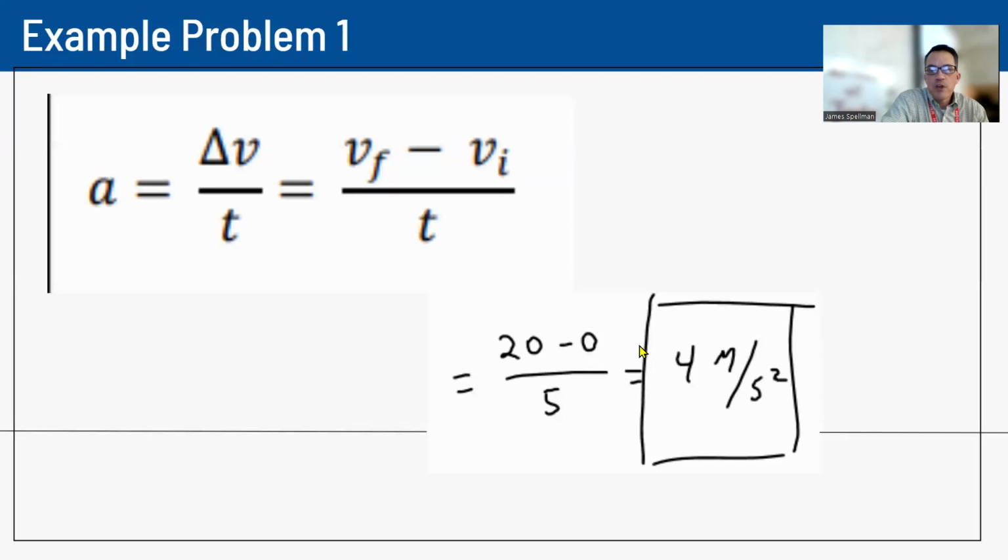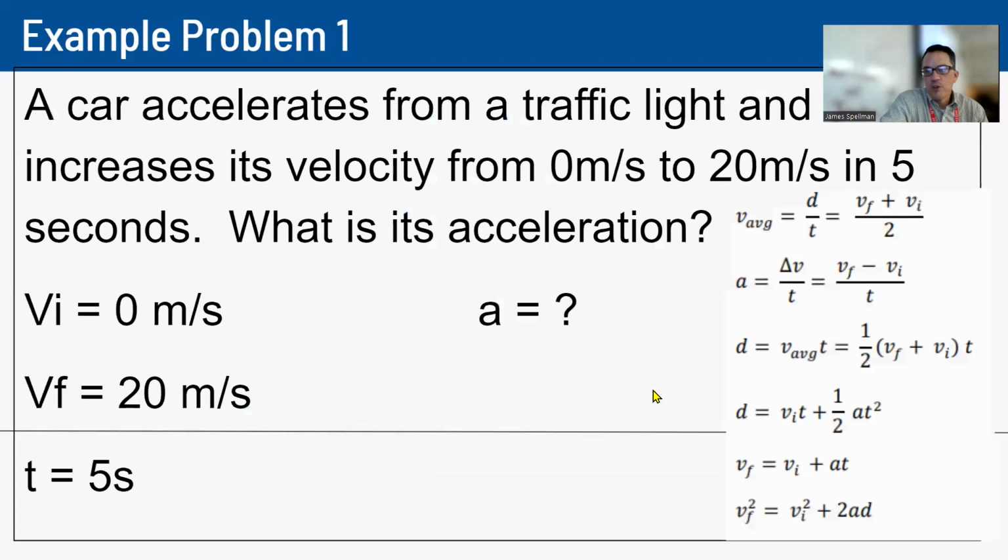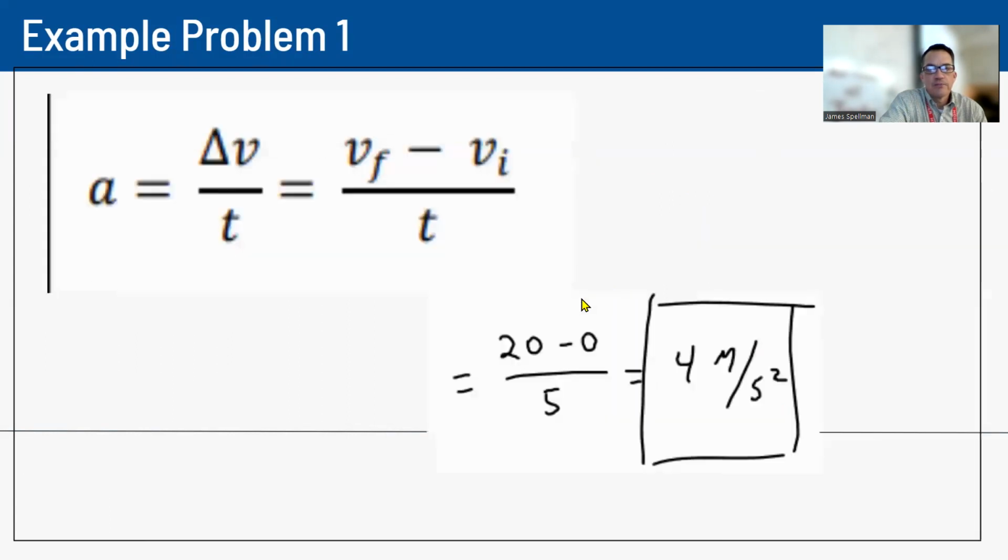If you put your numbers in backwards, you can make sure that you common sense it. Because if you went 0 minus 20, you would get -4. And if it's -4, it should be slowing down. If you go back and read this, it's going from 0 to 20, which is speeding up. So if it's going from 0 to 20, we need to get a positive answer, not a negative answer. So this will be the final solution for example problem number 1.